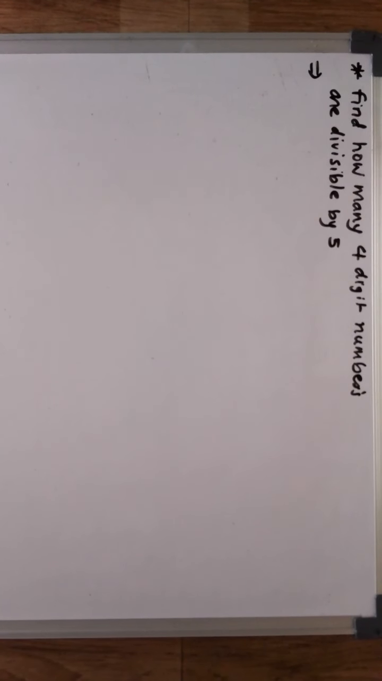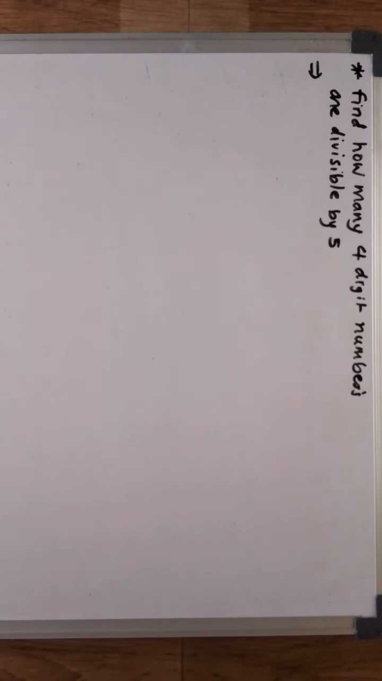Now the question says find how many 4-digit numbers are divisible by 5. 4-digit number, huh? So can you tell me which is the smallest 4-digit number? Yes, you are correct. That is 1000. Now is 1000 divisible by 5? Actually there is no need to divide. We will just take the divisibility test. It is ending with 0, that means it will be divisible by 5.